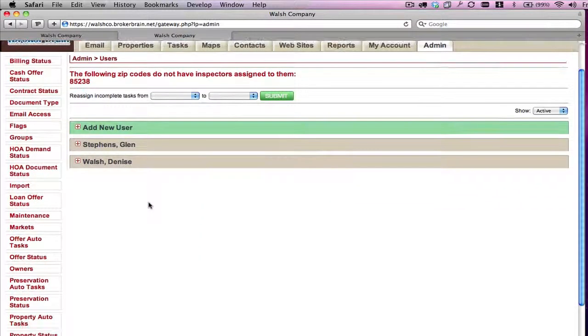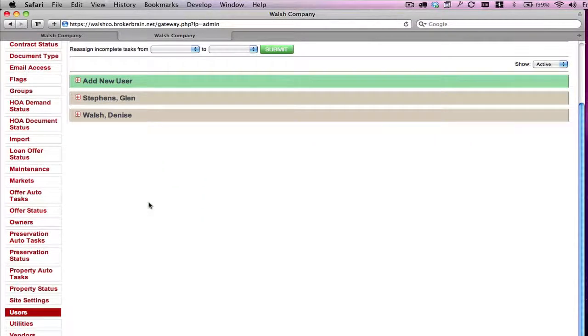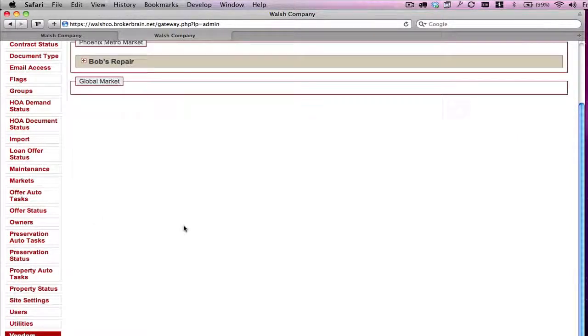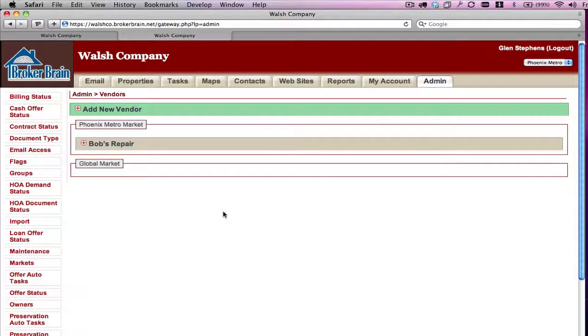So now let's move on to some different areas that have market designations within the system. The first one we're going to look at is the vendors tab, and you'll see that we have one vendor in the system currently, and it's assigned to the Phoenix Metro market. Now, because I am a super user, I have the ability to move this vendor into other markets. But if I am not a super user, then I am going to be manipulating the admin tab based on my market selected at the top.